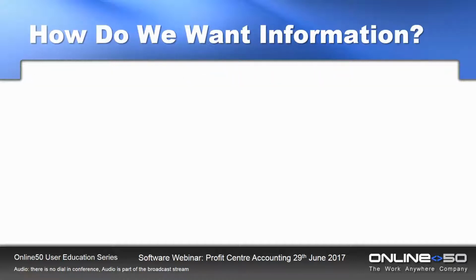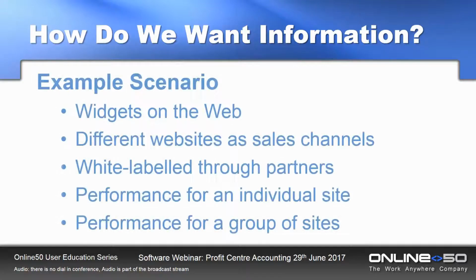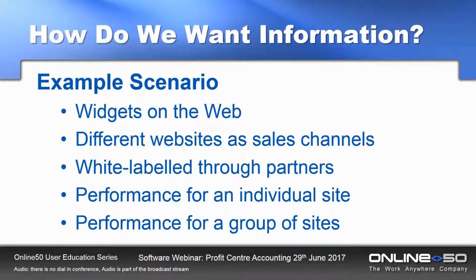So to illustrate that, we're going to talk about an example scenario. We'll talk about a business, we've called it Widgets on the Web. It takes most of its orders online. That's not unusual these days. They've got different websites promoting the business into different market sectors with slightly different brands, and they also allow other people to white label their website.